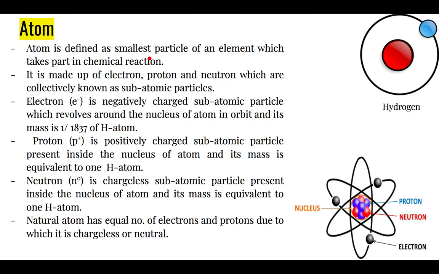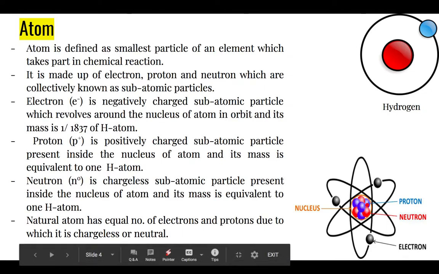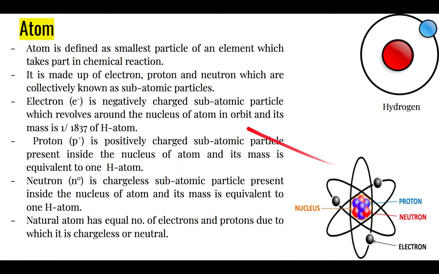An atom is also made up of three particles, which you can see here: electron, proton and neutron. So atoms are made up of three particles known as electron, proton and neutron, and they are collectively known as subatomic particles. So let's discuss them one by one.